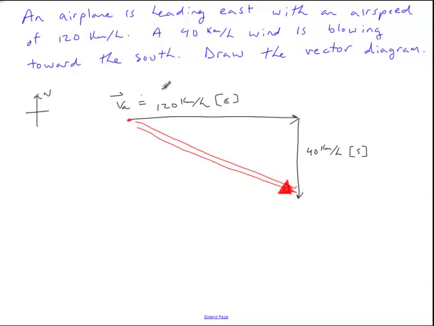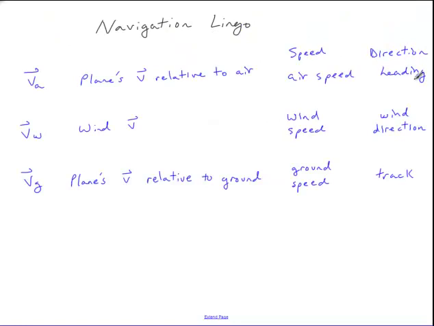We're also given the wind is blowing toward the south. This is the wind velocity, and that leaves us the resultant as the ground speed. You can figure this using the regular Pythagorean theorem and find out what the ground speed is. You can calculate the angle, and you can use that to figure out the direction, which is the track for ground speed.